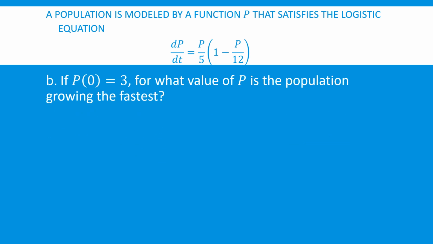All right, part B says if the population starts at 3, what value of P is the population growing the fastest? And so if you remember, your population is growing the fastest when it's half of the carrying capacity. So half of 12 is 6. For this one, I'm going to get 1 point just for the answer.